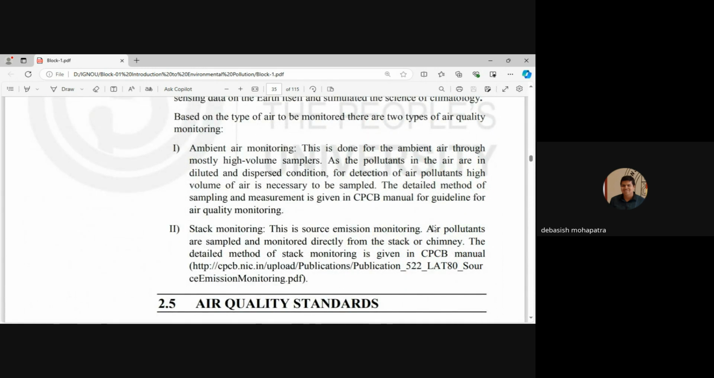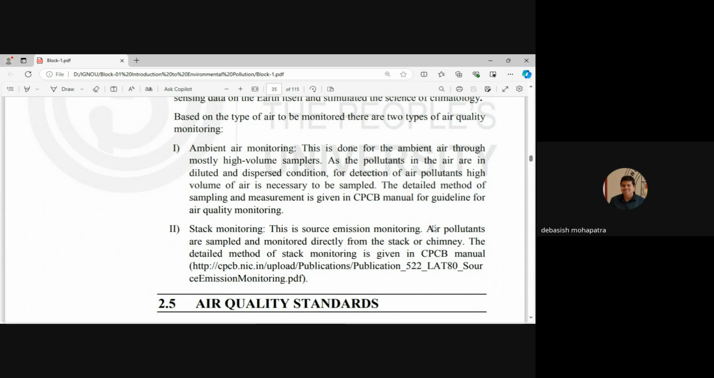Based on the type of air and the monitoring, there are two types of air quality monitoring: ambient air monitoring. This is done for the ambient air, mostly through high volume samplers, as the pollutants in the air are in dilute and dispersed condition. For detection of air pollutants, a high volume of air is necessary to be sampled. So the detailed methods of sampling and measuring are given in the CPCB manual. Okay, this is a manual which is given.